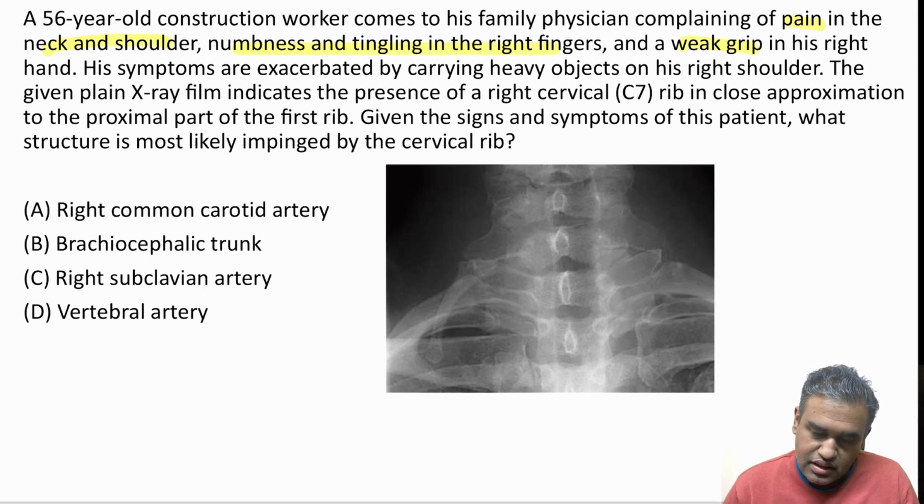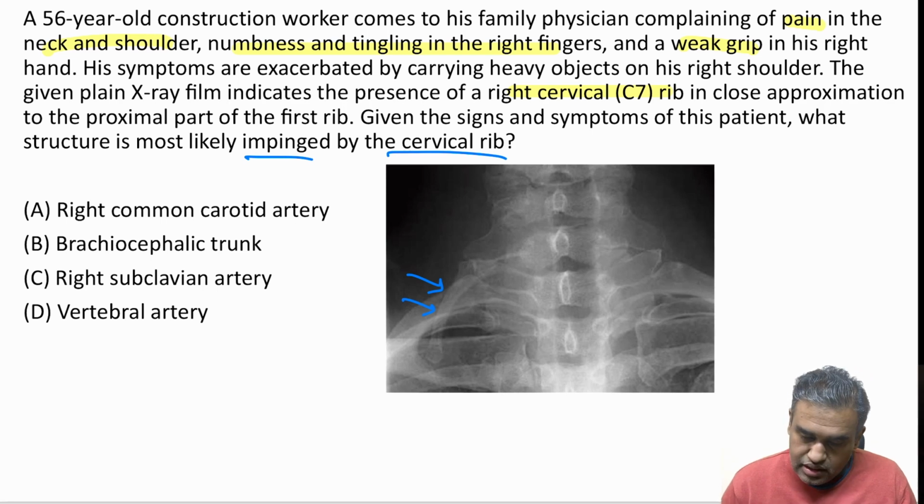A given plain X-ray indicates the presence of a right cervical rib. Very good. In close approximation to the proximal part of first rib. Okay, so right side. Now I may put an arrow over here to show you what they are referring to. This is the point where they are saying about the right sided cervical rib above, obviously, the first rib. Now, given the signs and symptoms of this patient, what structure is most likely impinged by the cervical rib?